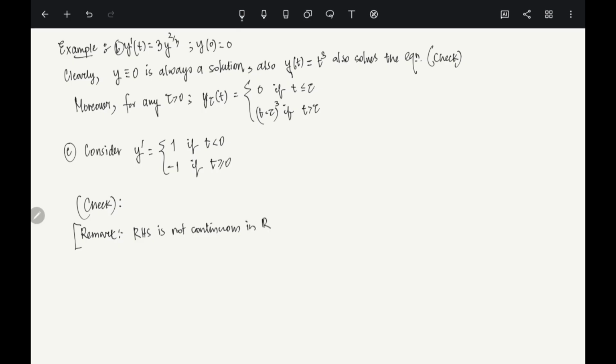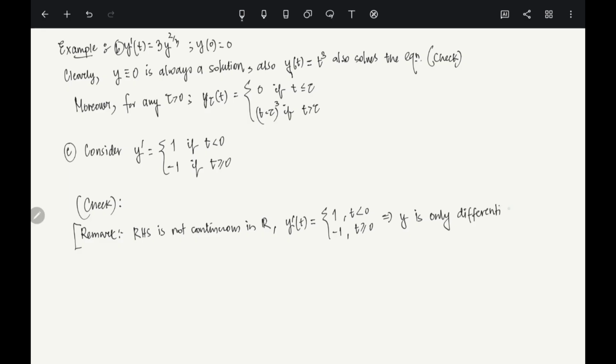See, if it is a solution, then y prime of t has to equal 1 for t negative and minus 1 for t greater than or equal to 0. So this is not continuous at 0. Okay, so if there is a solution, then the derivative at the point 0 has to exist, but what I'm trying to say is that it doesn't have to be continuous. Okay, so that will imply that as a solution y is only differentiable.